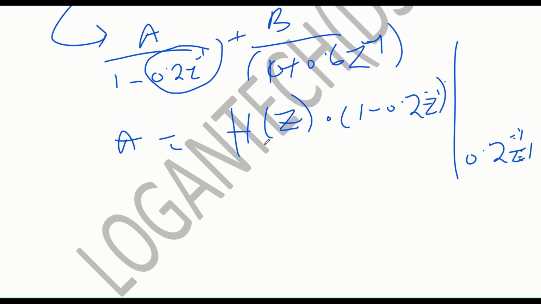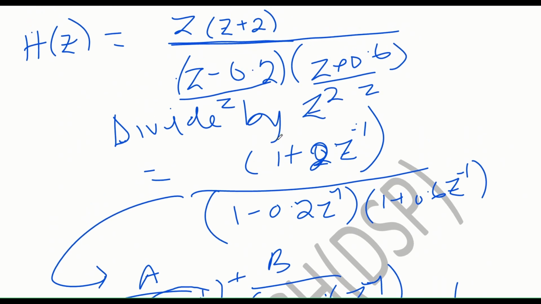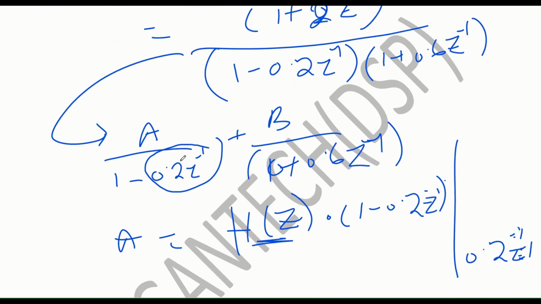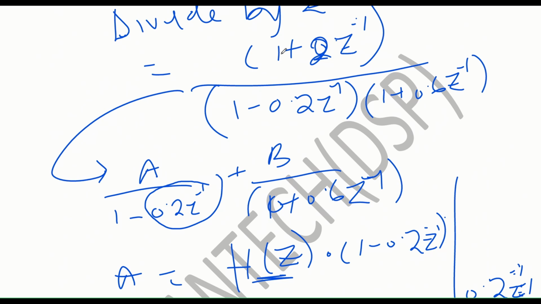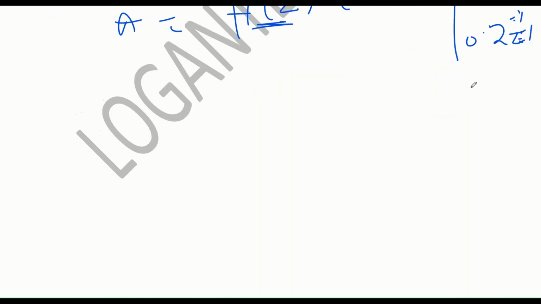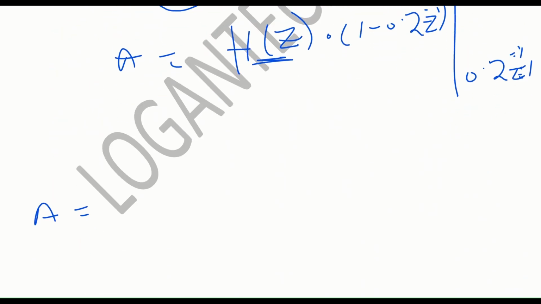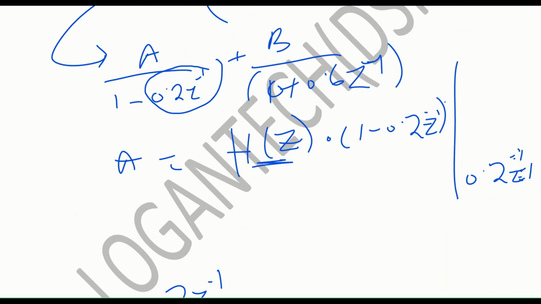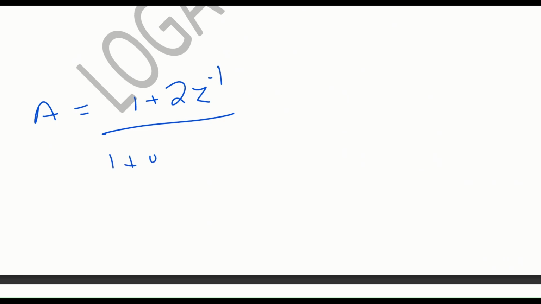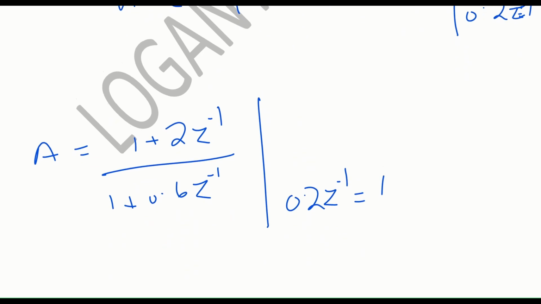Now you come and check your function H(z). You realize that H(z), when multiplied by this denominator 1 minus 0.2z^-1, you only get the top, which is 1 plus 2z^-1, all over 1 plus 0.6z^-1. So we can say that A is now equal to 1 plus 2z^-1 over 1 plus 0.6z^-1, given that 0.2z^-1 equals positive 1.